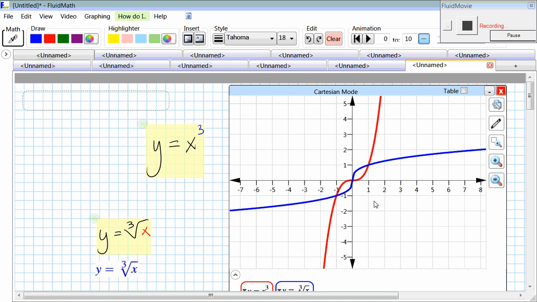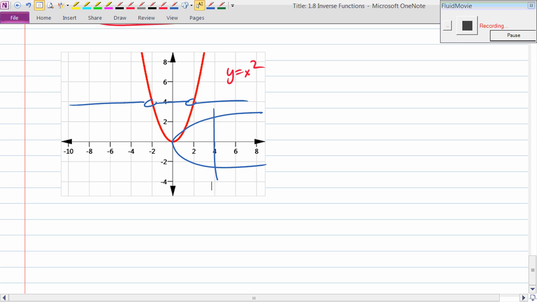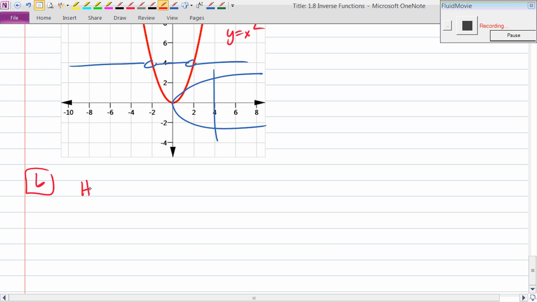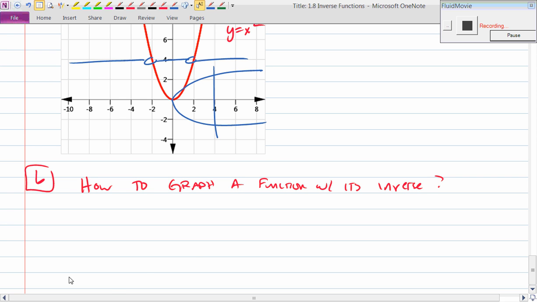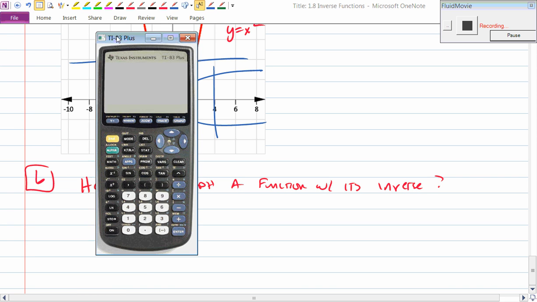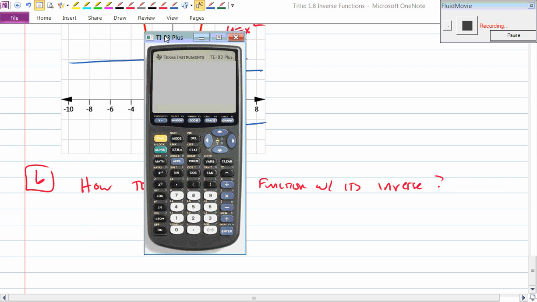Now this leads us into our very last concept for the end of the day here. The last thing that we're going to talk about is how to graph functions and its inverse. What I want you to do is take out your calculators. We're going to use this one here. And we're going to graph the function that we did way back in box number 3, I think it was. We're going to graph these two functions together.